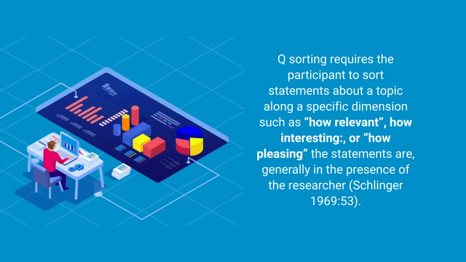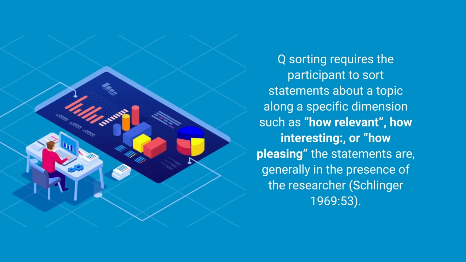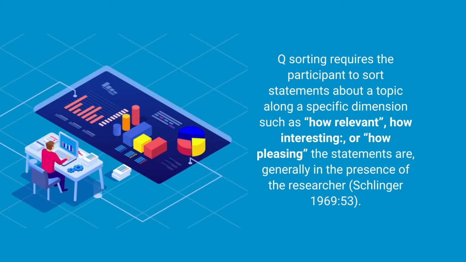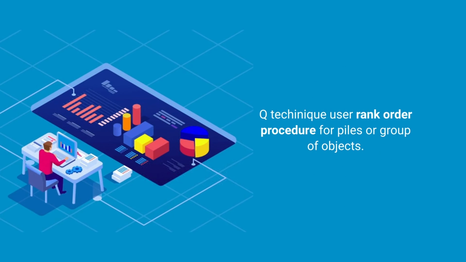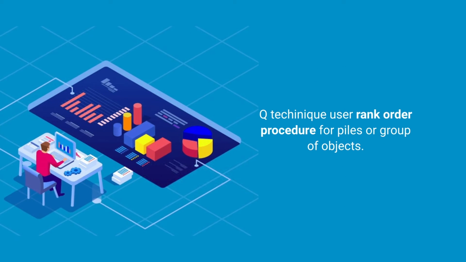So Q sorting requires the participants to sort statements about a topic along a specific dimension, such as how relevant, how interesting or how pleasing the statements are, generally in the presence of the researcher. So the Q technique uses a rank order procedure for piles or groups of objects.